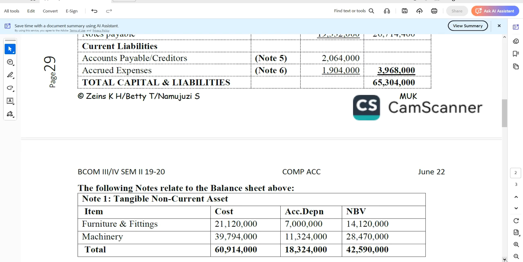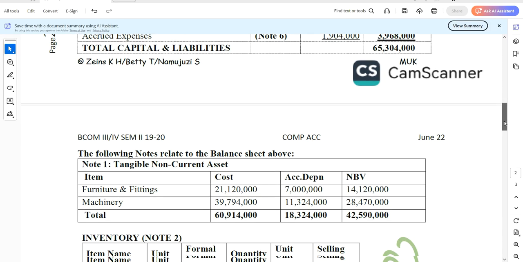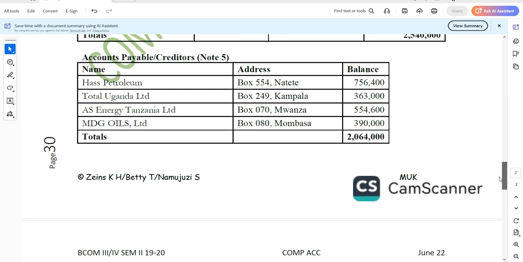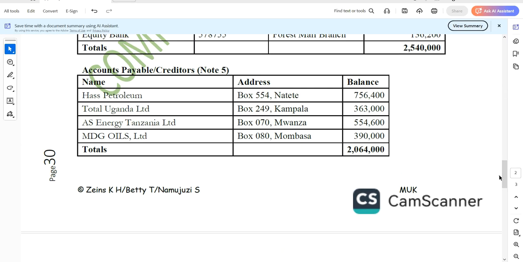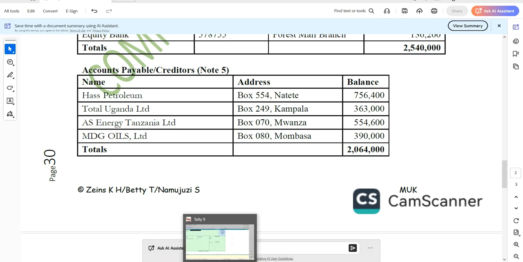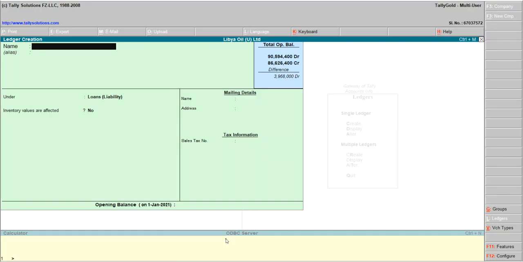So move to note 5 of the accounts payable. You're going to create an account for all these suppliers: AS Petroleum, Total Uganda Limited, AS Energy Tanzania Limited, then MDG Oils Limited. Their addresses have been given as well as the balances. You are going to enter them very fast.